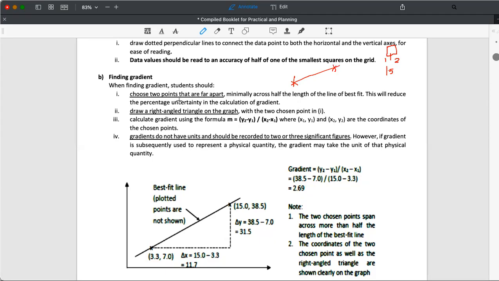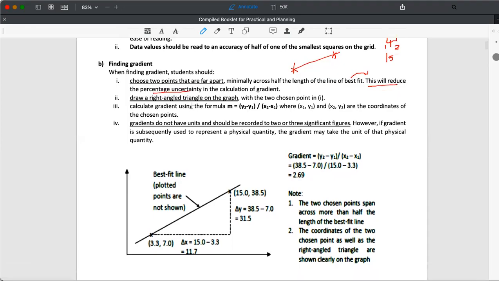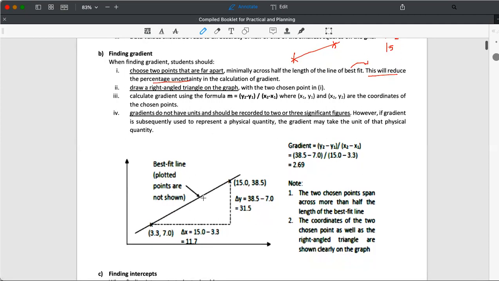Okay, the purpose of choosing 2 points that are far apart, this is the rationale. The reason is this helps to reduce the percentage uncertainty. It helps to reduce margin of error when you calculate gradient. Now, draw a right angle triangle on the graph when determining the gradient with these 2 chosen points. Calculate gradient using the formula that you learned in E-Math, y2 minus y1 over x2 minus x1. Gradients themselves do not have units and should be recorded in either 2 or 3 significant figures.